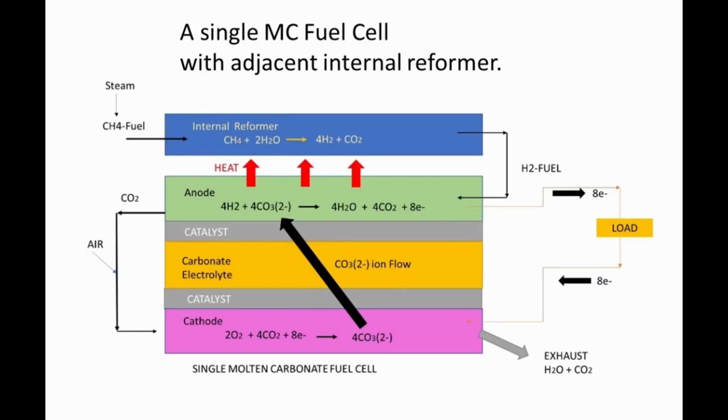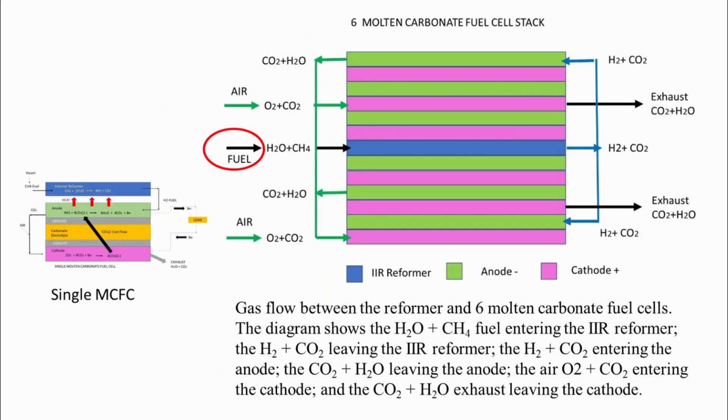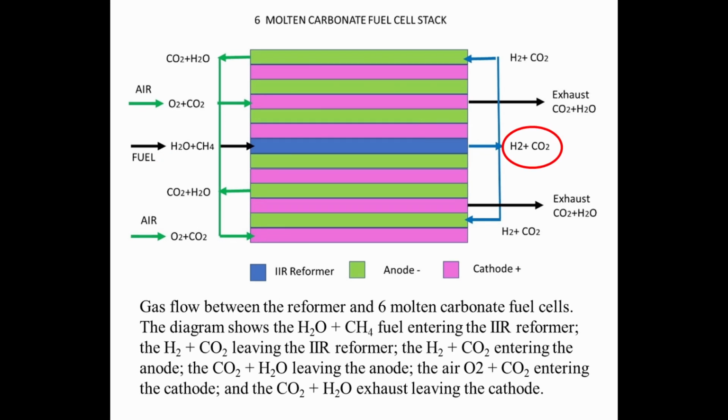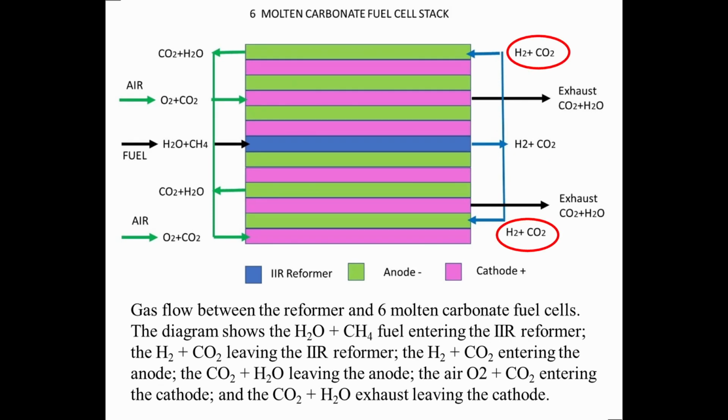In the figure, I show the operation of a single molten carbonate fuel cell. In the second figure, I have a diagram showing a section of an MCFC stack with an indirect internal reformer, IIR, sandwiched between 6 fuel cells. The diagram shows the H2O and CH4 fuel entering the IIR reformer, then the H2 and CO2 leaving the IIR reformer, then the H2 and CO2 entering the anode, then the CO2 and H2O leaving the anode, the air, O2, CO2 entering the cathode, and the CO2 and H2O exhaust leaving the cathode.